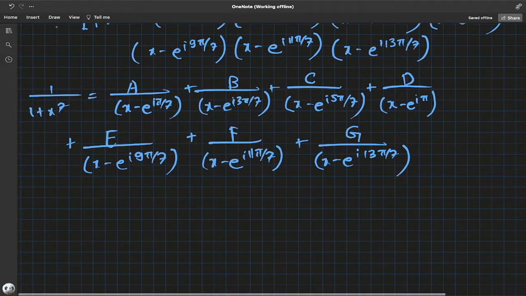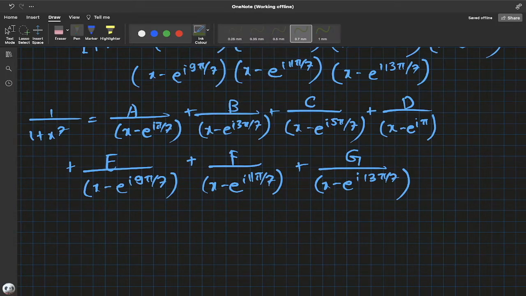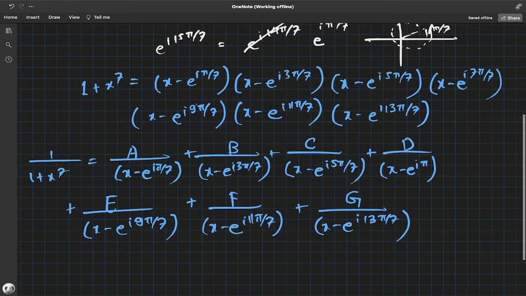Okay, and now how do we find a? Well, for doing that, and again I'm choosing a slightly better color, I'm going to cross multiply the terms on the right hand side. So I'm trying to get a common denominator. The common denominator on the right hand side will be a product of all of these individual factors. And if you remember, all of these individual factors multiply out to give you this.